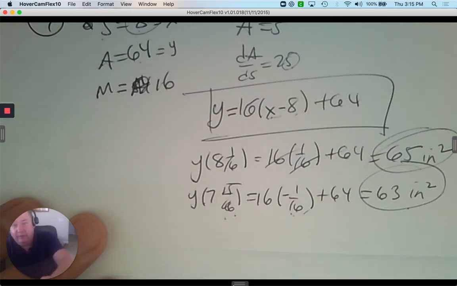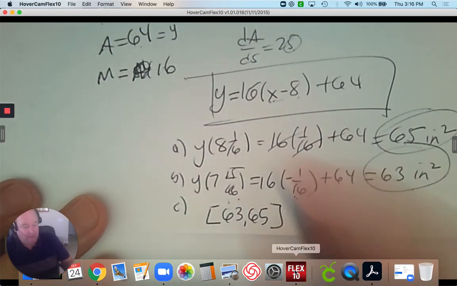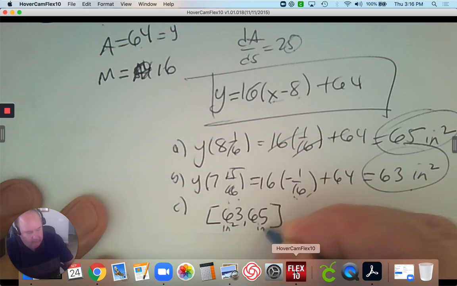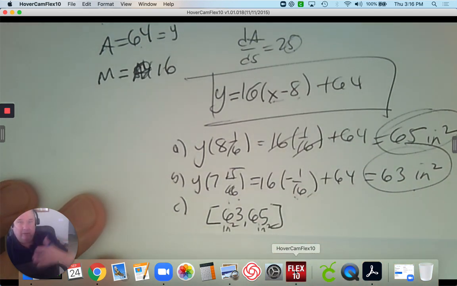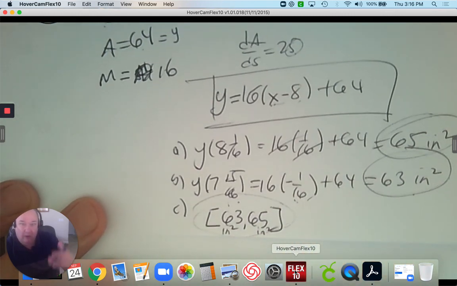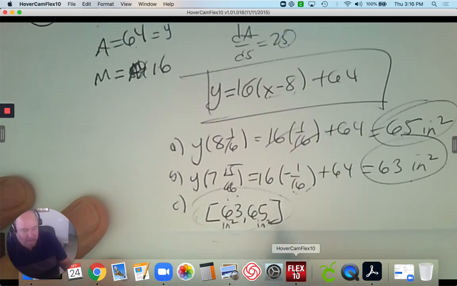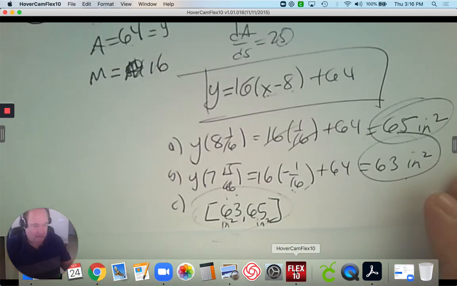Then part C says, use your answers to find an approximate range of values. So this was A and B, so the range of values go from the low 63 to the high 65. So if there was a range of error here, and this is inches squared, so you had a range of error of 1/16 of an inch. How does that affect the area? So if you know there could be an error bigger than 1/16 or less than 1/16, then the range of possibilities would be all areas from 63 to 65. Completely engineering type stuff that we're talking about here.